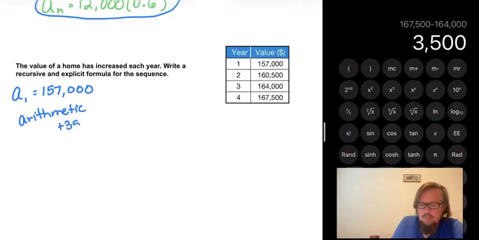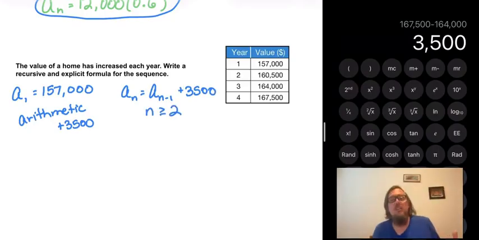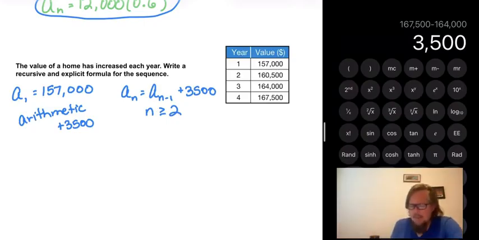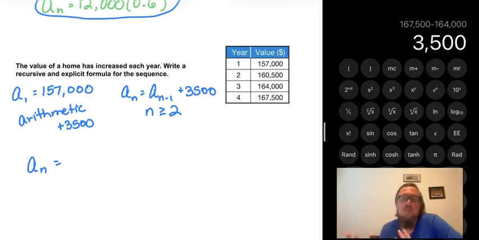Plus 3,500. So our a sub n is going to be the previous term, a sub n minus 1 plus 3,500, when n is greater than or equal to 2. There's our recursive formula. Our explicit formula can be written like this, a sub n, and there's a couple of ways to write the explicit formula. My preferred way is to do it in slope-intercept form.